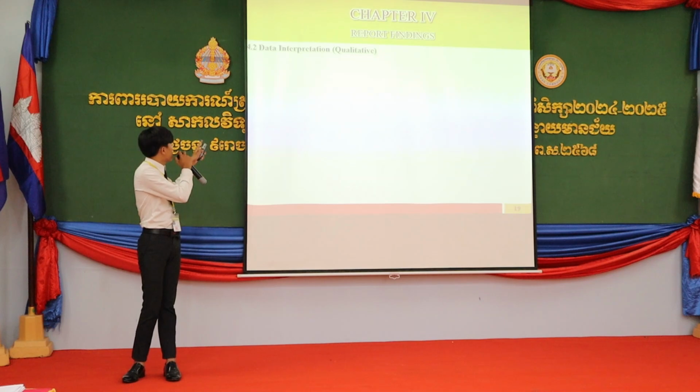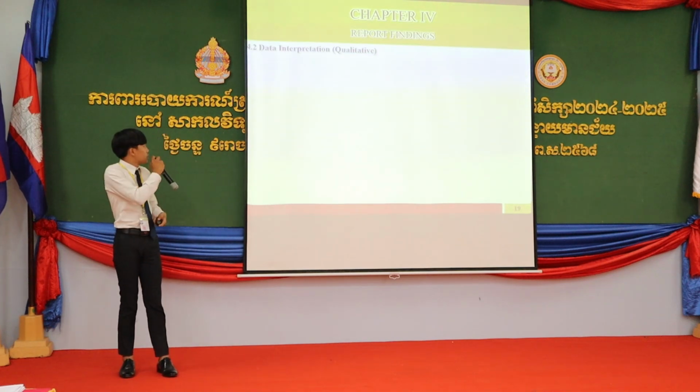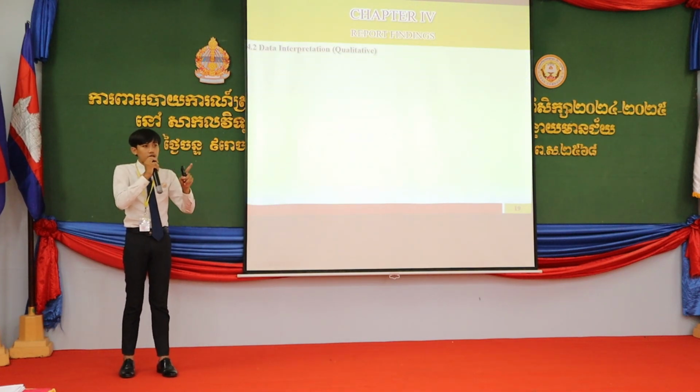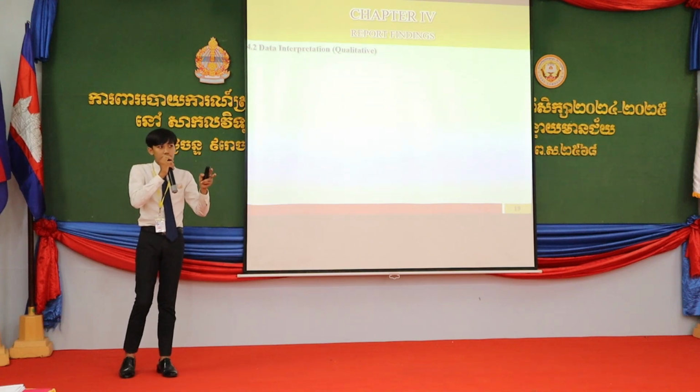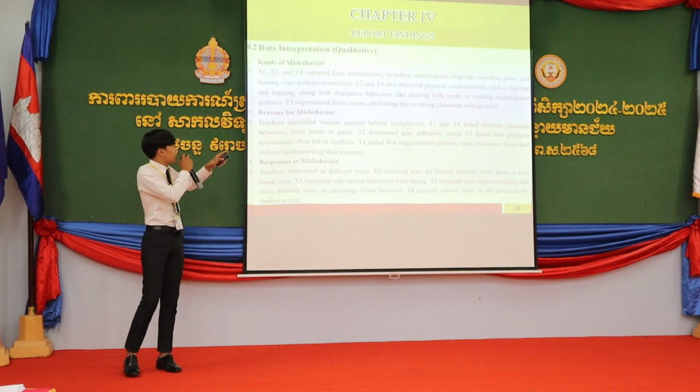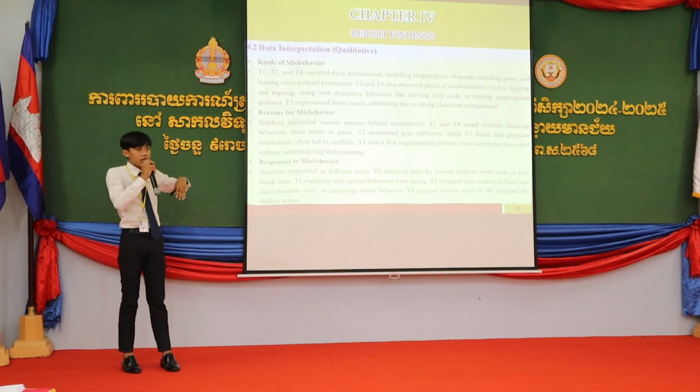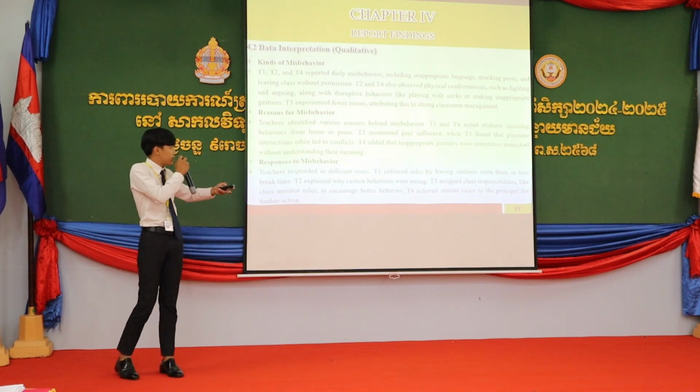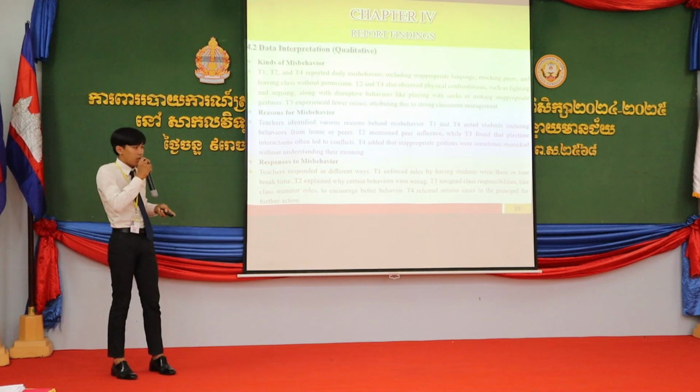And here is the data interpretation. There are two parts. First is the qualitative, and the second one is the quantitative. So the first one is the qualitative. There are six main points that appear in the research findings. The first one is the kinds of misbehavior.